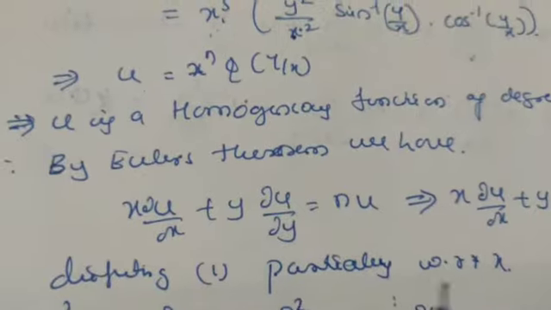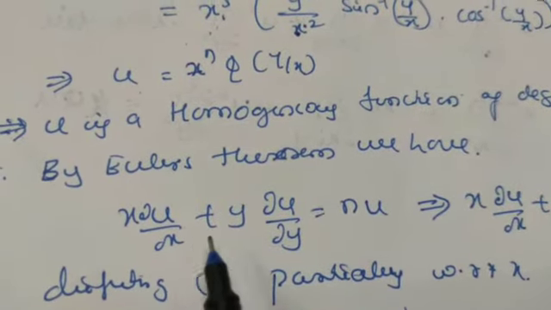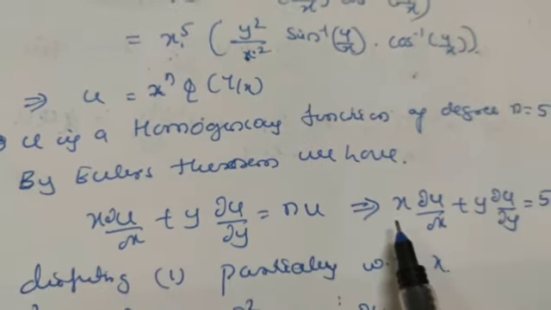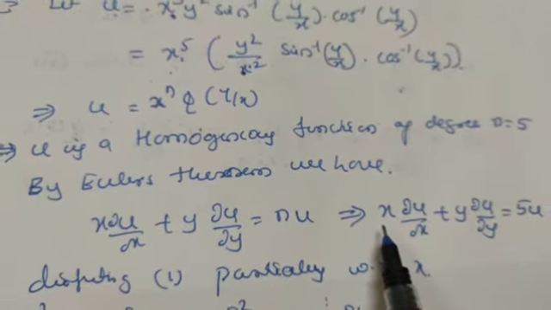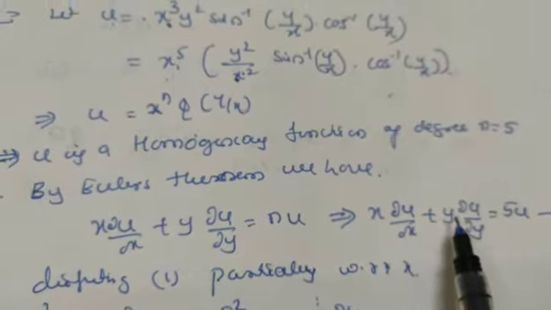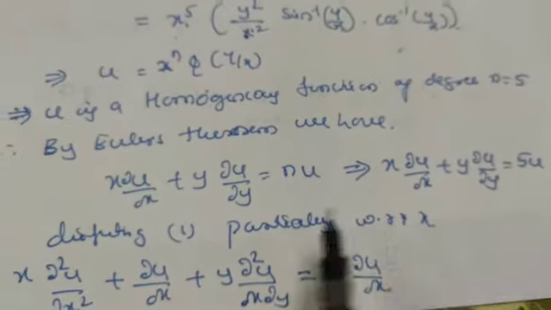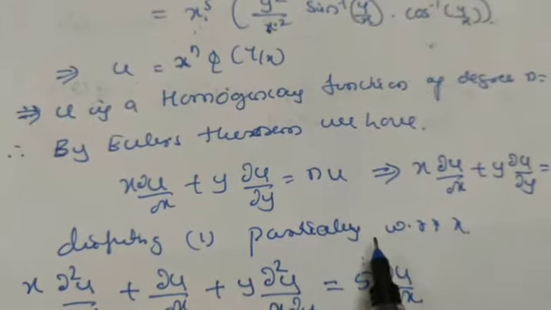Therefore, by Euler's theorem we have x into dou u by dou x plus y into dou u by dou y is equals to n into u. Substituting the value of n, x dou u by dou x plus y dou u by dou y is equals to 5u. Take this one as equation number 1. Let us differentiate equation 1 partially with respect to x.